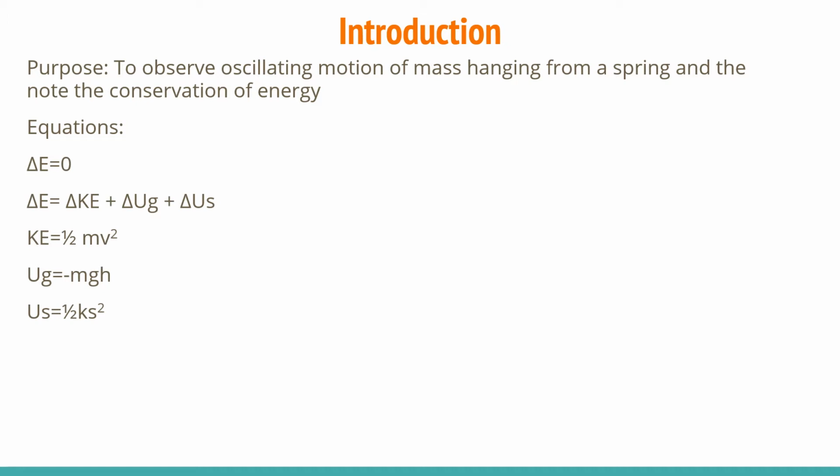For this experiment, the energies present are kinetic, gravitational potential, and spring potential energy. Kinetic energy is equal to 1/2 mass times velocity squared. Gravitational potential energy is equal to mass times the gravity constant on Earth times the height. Potential spring energy is equal to 1/2 the spring constant times the displacement squared.